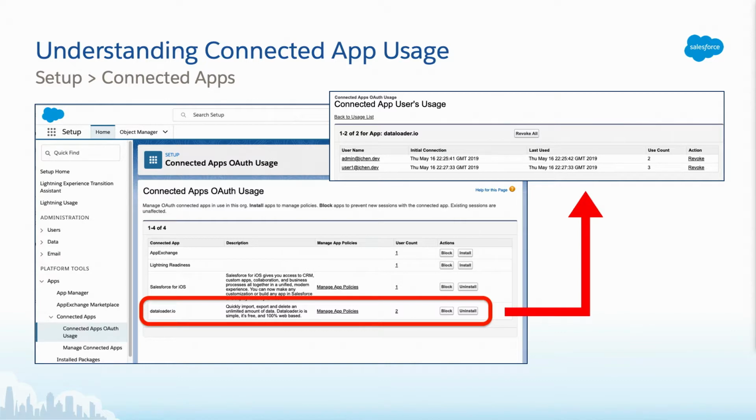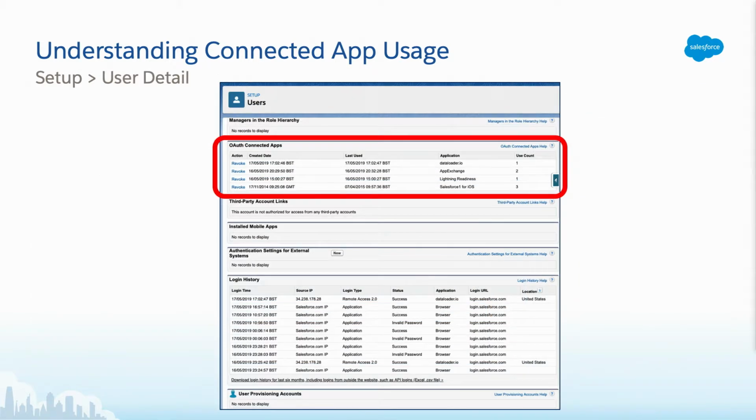If you were not an admin and you were just a user, another way to see this information is on the user detail page. So if you're not an admin and you were just the user installing connected apps, you'll see all these same details on your user detail page. We can see here again, dataloader.io at the top. And you'll also see it come up in your login history as you authorize apps.